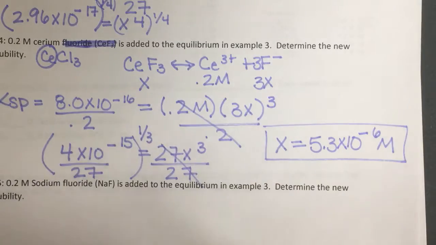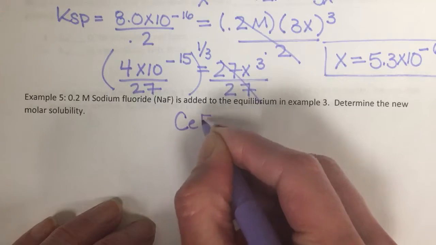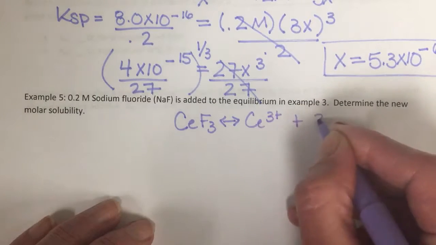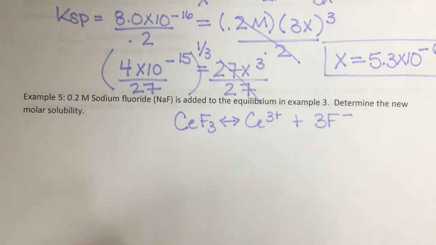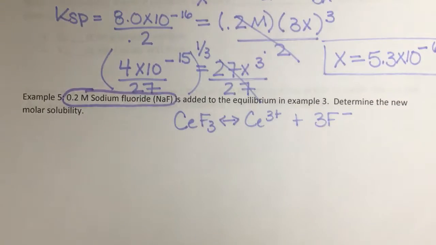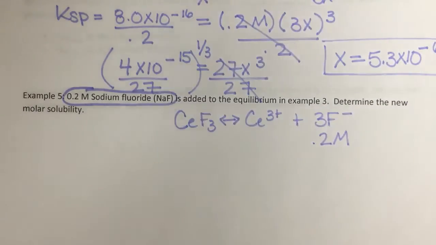So take a second, solve example 5. Example 5, we still have this same equilibrium. We still have the same KSP. The difference is I have a common ion again. I'm dissolving 0.2 molar sodium fluoride in my solution. So this time I know that I've got 0.2 molar F- ion already in solution. So solve for your molar solubility.